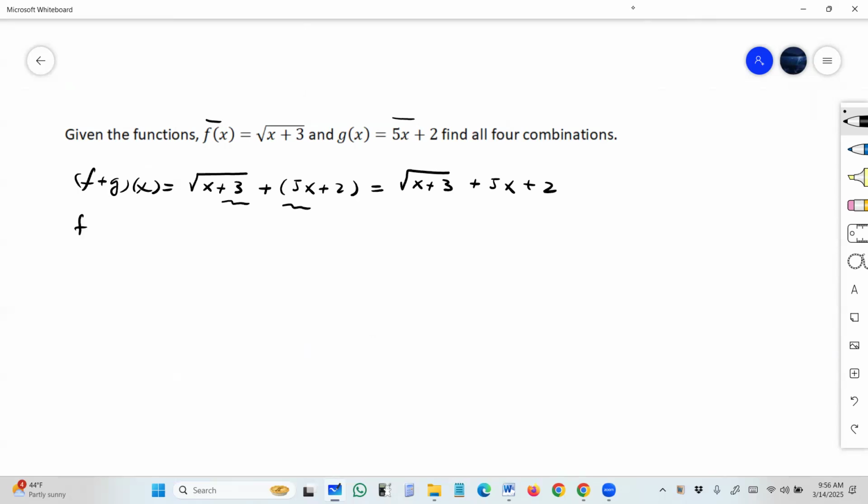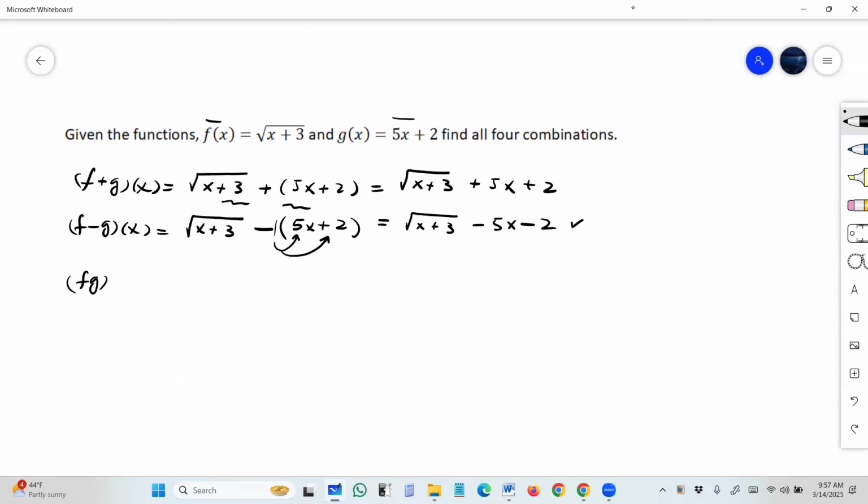The same thing goes for subtraction. They have absolutely nothing in common. So f minus, be very careful here, right? You need to put parentheses here because the minus is being applied to all terms of the g function. So radical x plus 3 minus 5x minus 2, right? There's an invisible 1 that multiplies the 5x and multiplies the positive 2. And this is it. I can't combine them. There are no like terms here for me to combine.